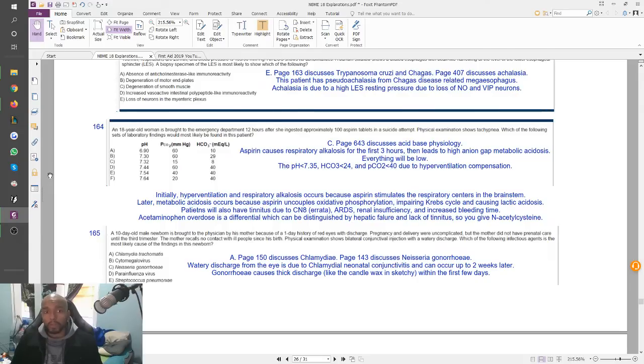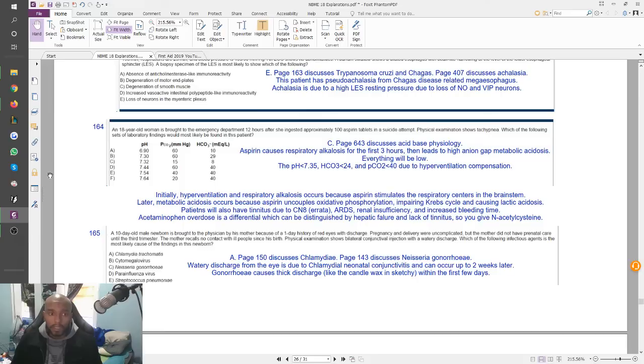An 18-year-old woman is brought to the emergency department 12 hours after she ingested approximately 100 aspirin tablets in a suicide attempt. So there is no logical deduction here because you might not remember what aspirin actually causes and you have to remember that. Physical exam shows tachypnea. Which of the following sets of lab findings would most likely be found in this patient? All right. So aspirin causes respiratory alkalosis in the first 3 hours and then later leads to high anion gap metabolic acidosis. Right? So if it leads to metabolic acidosis, everything will be low, and you pick the answer choice where everything is low. Right?